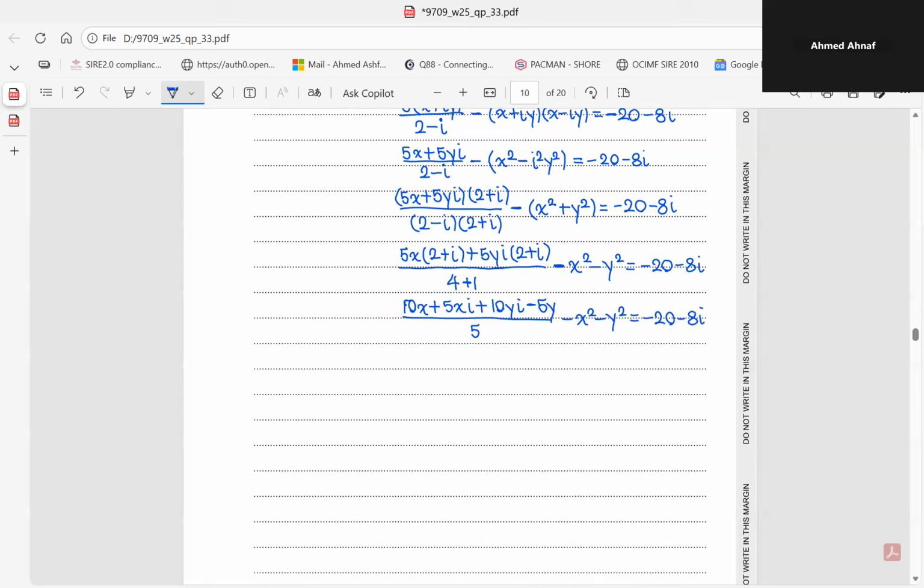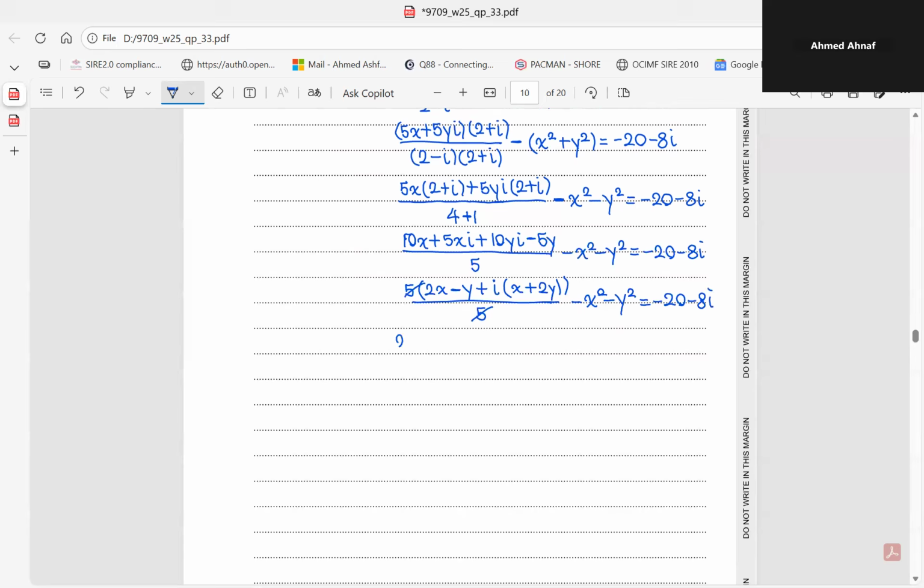Okay, so let's factor out 5 from the numerator and combine the real and imaginary parts. So factoring out 5, you get 2x minus y plus i times x plus 2y, divided by 5. So these 5s cancel out and you get minus x squared minus y squared equals minus 20 minus 8i.